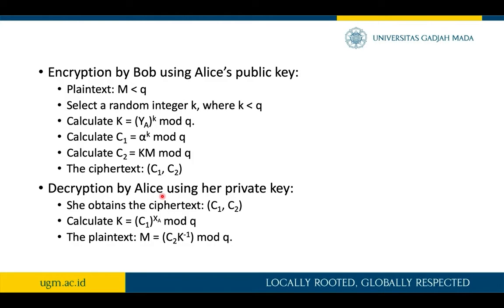For the decryption by Alice, Alice needs to use her private key. The ciphertext here consists of C1 and C2. Then Alice needs to calculate capital K here. Capital K here is the same as capital K there, but instead of using the public key, Alice needs to use her private key, which is XA. So K is C1 to the power of XA modulo Q. And then the plain text is this one, C2 times K inverse modulo Q.